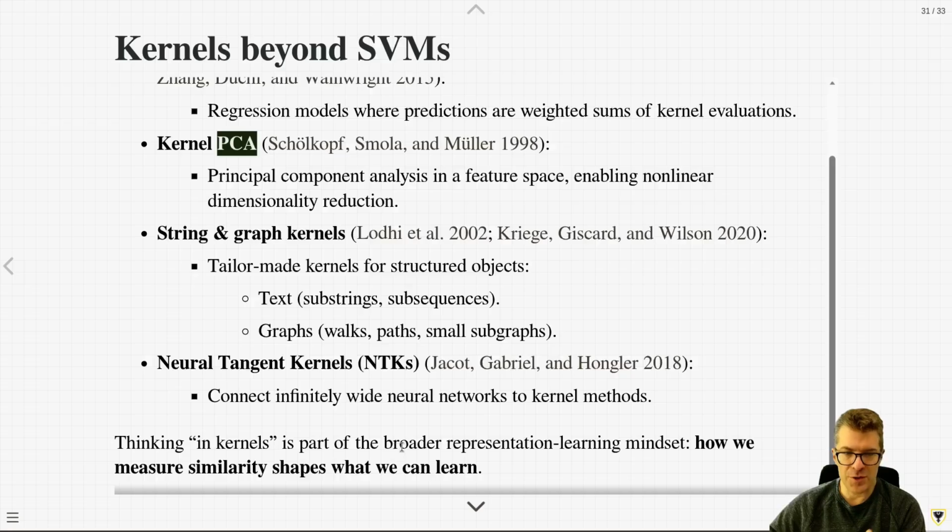Thinking in kernels, this is part of a broader representation mindset. Again, just because kernels aren't necessarily top of mind or front and center in massive transformer neural networks, doesn't mean they're not useful. Learning about this stuff is always going to be helpful. Having a varied toolkit that you're familiar with is far better for you than just having a single hammer, so to speak.